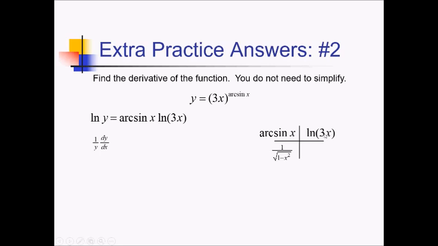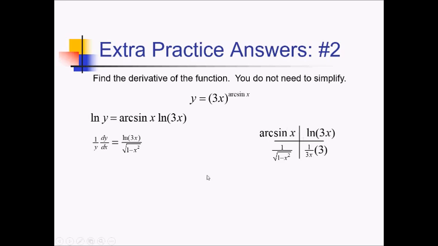For ln of 3x, that's a chain rule. We have 1 over something for the derivative, so 1 over 3x times the derivative of 3x, which is 3. Now multiplying this back out, this is going to be ln of 3x over radical 1 minus x squared for the first term. And then going the other way, we can call this arc sine of x over x.